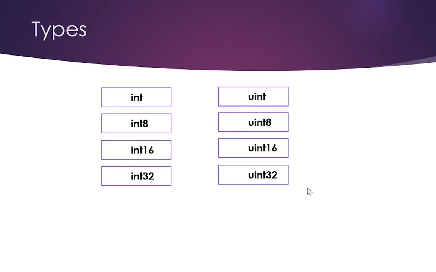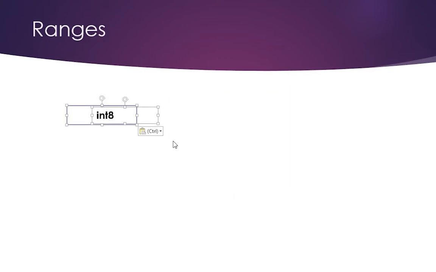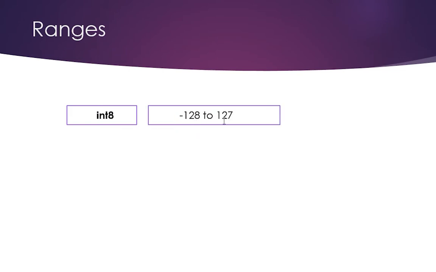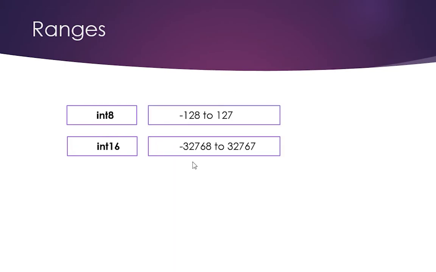Next we have the range of these particular integers. Like int 8 has the value of -128 for negative and 127 for positive, and in case of int 16 we have the value of -32,768 for negative and 32,767 for positive. So how can we calculate the values of these bits?